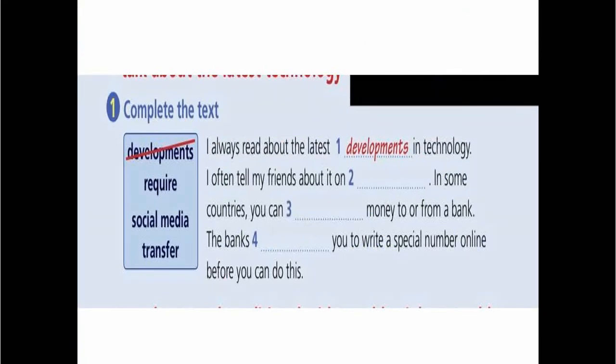Another exercise now. Complete the text using these words: require, social media, transfer. Let's read the text and try to complete it. I always read about the latest developments in technology. I often tell my friends about it on social media. In some countries, you can transfer money to or from a bank. The banks require you to write a special number online before you can do this. The answer of number 2 is social media. Number 3 is transfer. And number 4 is require.